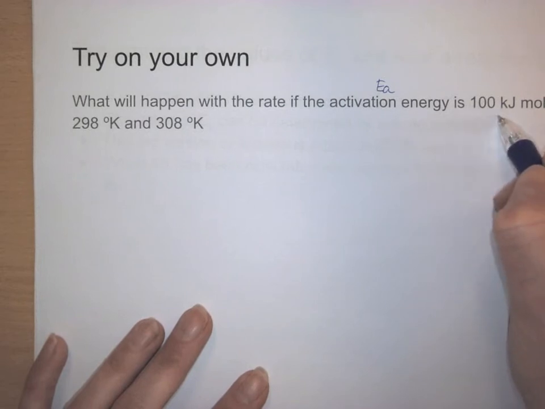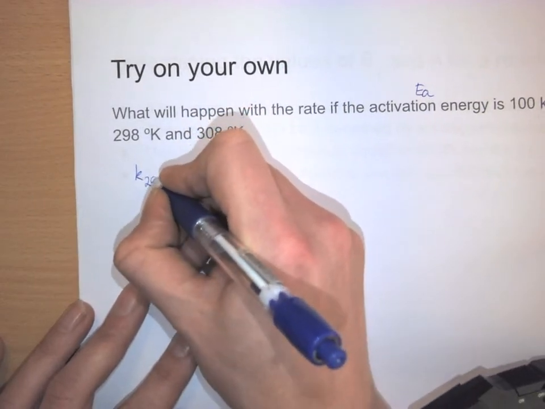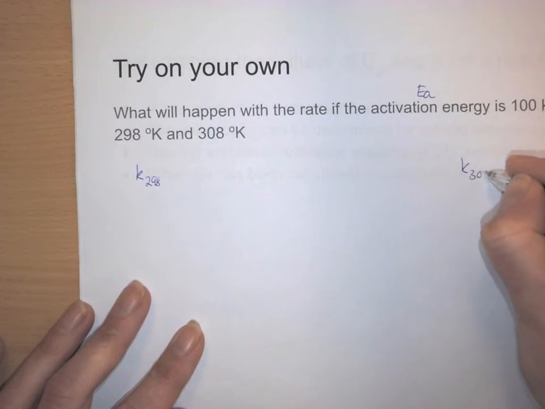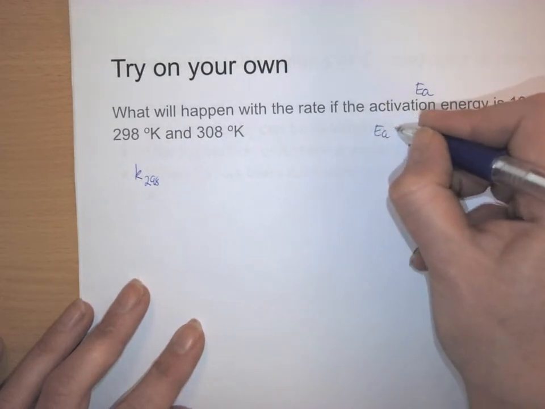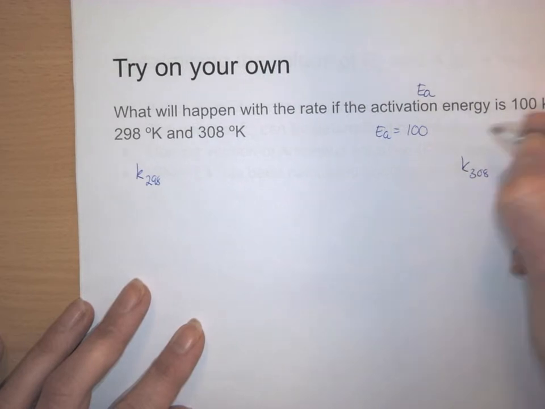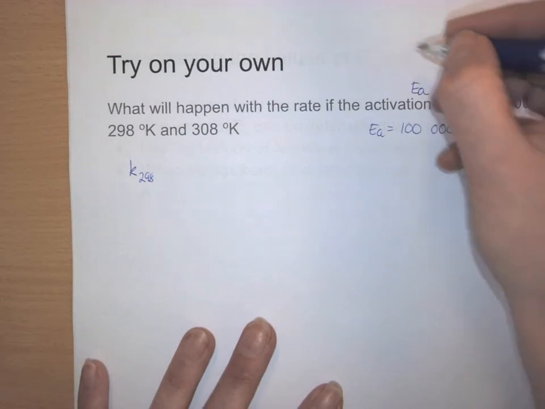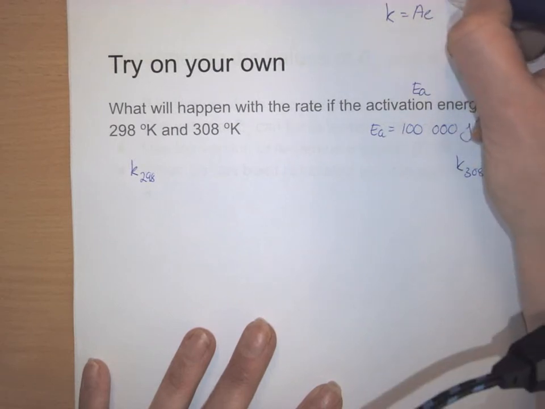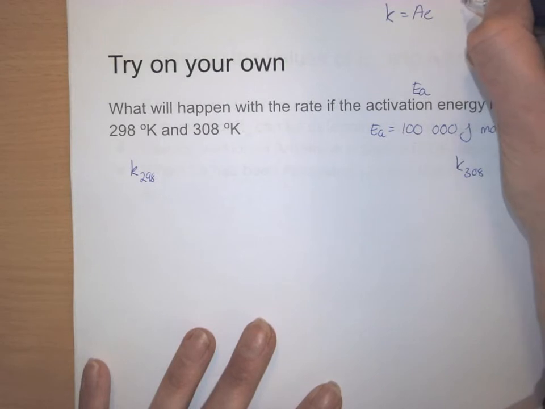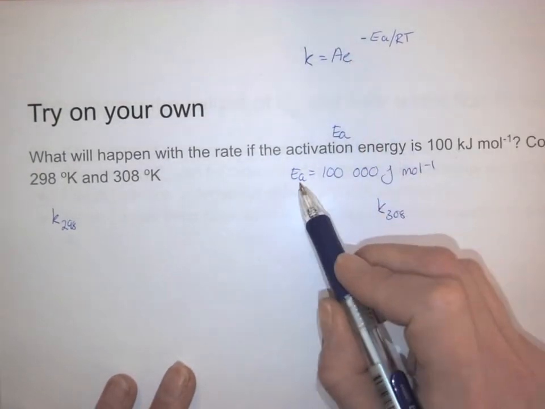Okay, this one here is important. We're going to examine what happens if we have 298 compared to 308 Kelvin degrees. The activation energy EA is 100 kilojoule per mole, so it's 100,000 joule per mole, like this. And the Arrhenius equation here. The activation energy is this one here.